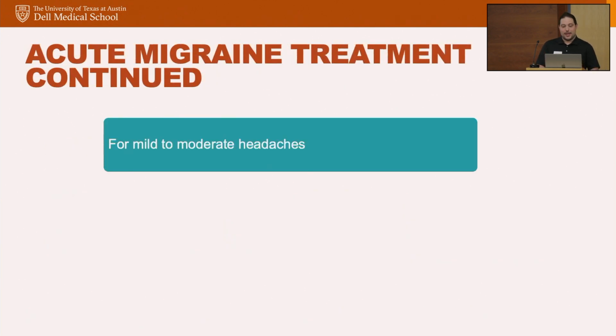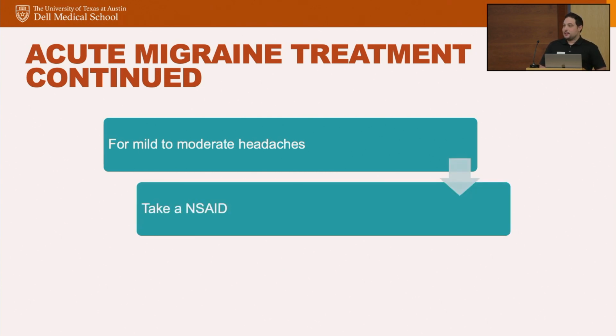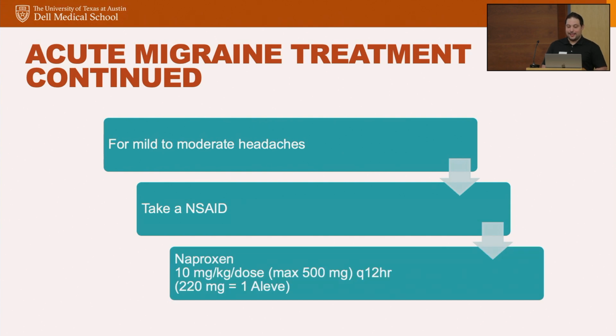So for a patient who has a mild to moderate headache, we generally tell them to take an NSAID. I generally like to use naproxen. The reason I prefer naproxen is because it is a longer acting NSAID, and it has less risk for medication overuse headache. If your patient wants to use ibuprofen, that's fine. It's just that if they're using the ibuprofen more than 14 days a month, it can lead to medication overuse headache. And it's very important, whichever NSAID you use, you optimize the dose based on their weight.